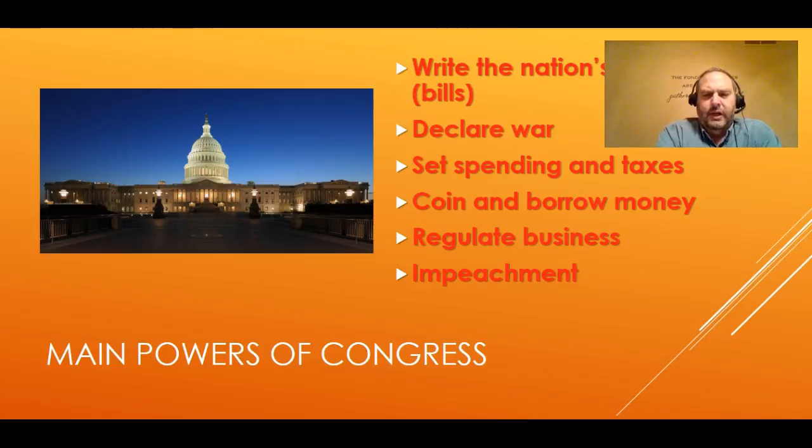Congress also regulates business. The final power of Congress that I have listed here is impeachment. Impeachment hasn't happened very often. Impeachment is removing a president from office.